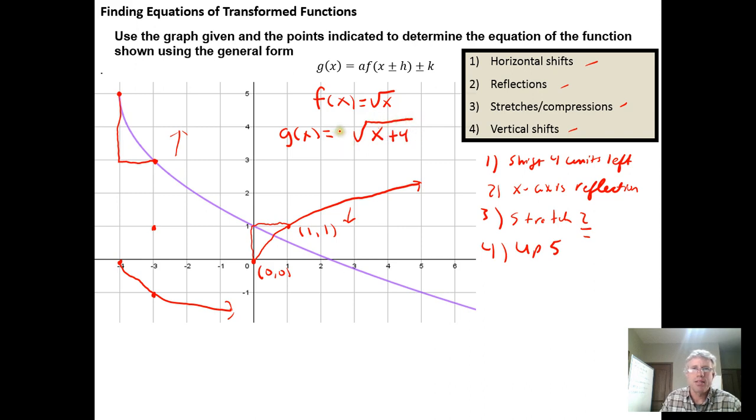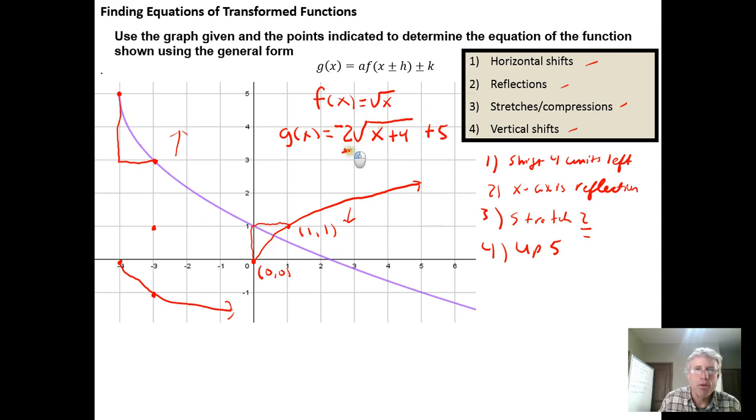To get the x-axis reflection, we need to put a negation in front of the square root. To get a stretch by a factor of 2, we need a times 2 multiplier. And then we need plus 5 to move g of x up 5 units.